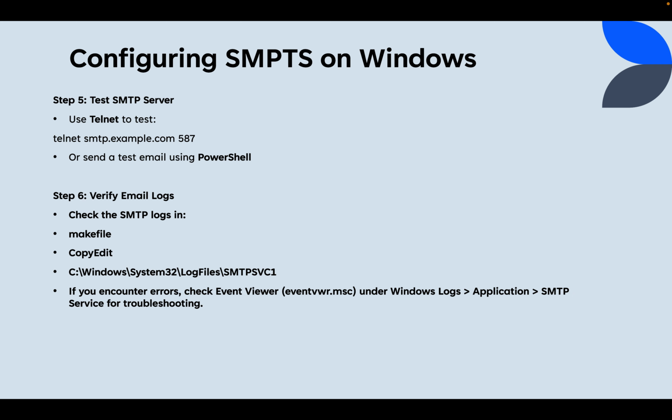Next, after we've done all this, we're going to test the SMTP server. We can use telnet using this telnet command, or we can send a test email using PowerShell. And then for the final step, you're going to verify email logs, check the SMTP logs in the Windows/System32 log files. And if you encounter errors, you can access that for troubleshooting.